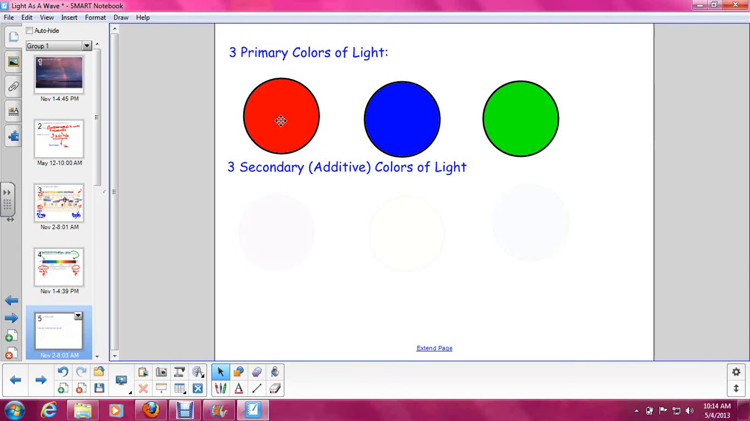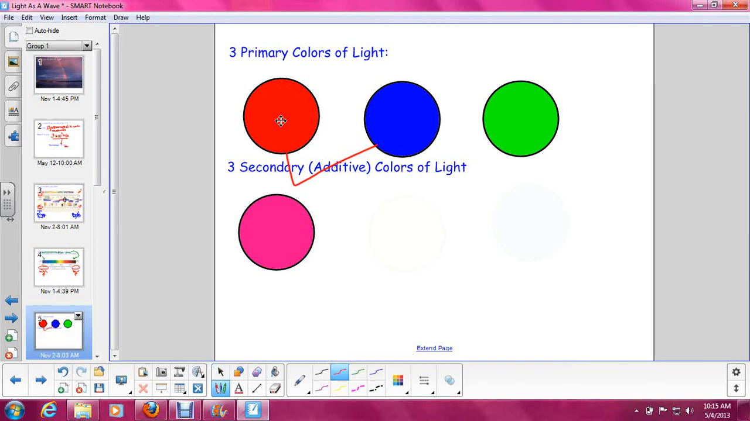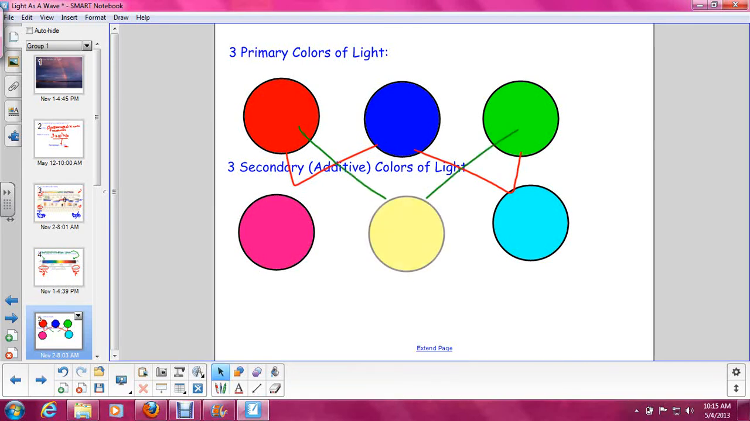We get secondary or additive colors of light when we mix these together. And some of them are intuitive and some of them aren't. So when we mix red and blue, we get magenta, which is like a purpley color. It's something you would totally expect to get. When we mix blue and green, we get what we call cyan, which is a bluish green color. And that totally makes sense. The one that is probably going to totally blow your mind is when you mix red light with green light, you get yellow.